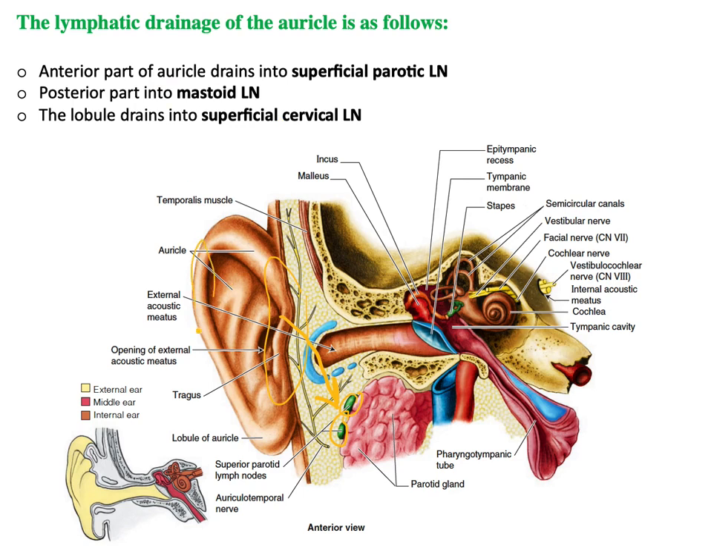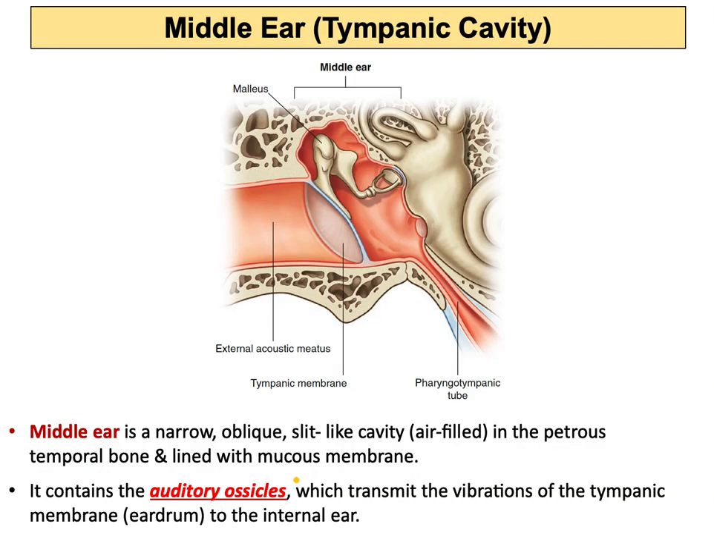And the posterior part of the auricle drains, you know the mastoid process there. So there are also mastoid lymph nodes. So the posterior part drains into the mastoid lymph nodes, while the inferior part, the lobule, drains into the superficial cervical lymph nodes, right on the neck, on the surface of the side of the neck. Okay, now that was about the external ear.